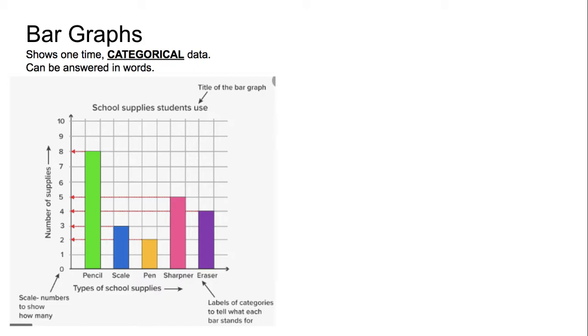So I can easily see that pencil is the most commonly used school supply, 8 pencils are being used, and pen is the least amount, 2. It's a one-time categorical data.